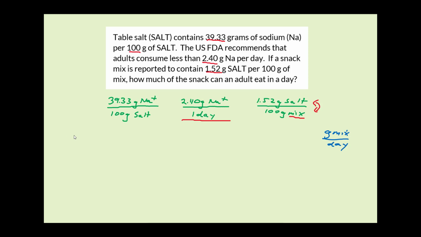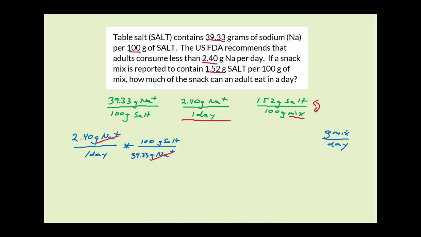We start off with 2.40 grams of sodium. I'm going to put a plus in here. You may not know why we're doing that right now, but don't worry, it's just to keep me honest. Now we want to get rid of that sodium, and we see that the sodium shows up right here, but it's in the numerator. We will need it in the denominator, so this was grams of sodium, and this is going to be grams of salt. We've got 100 grams of salt in the numerator and 39.33 grams of sodium down there. And that gets rid of that one unit.